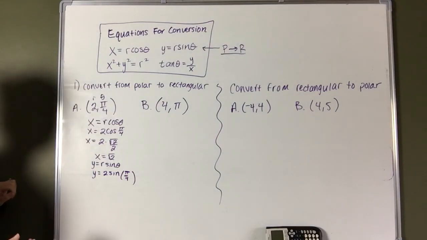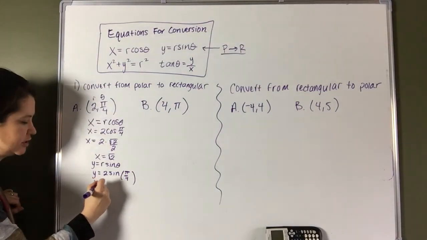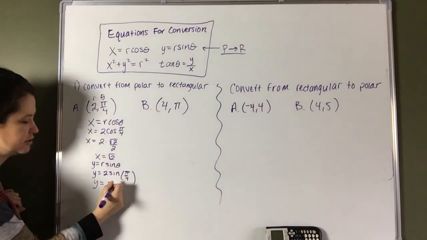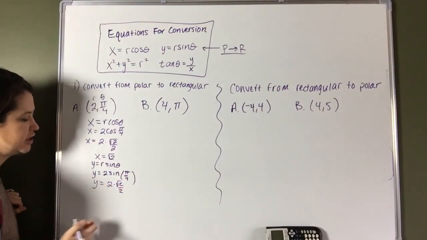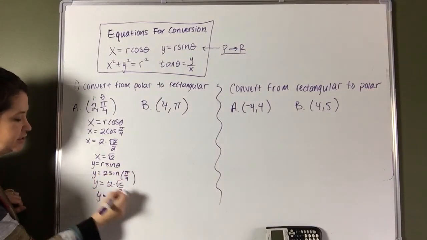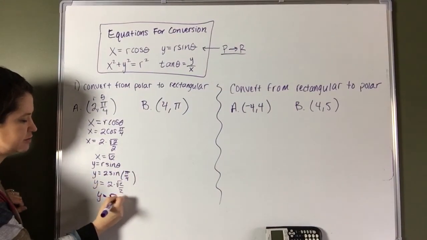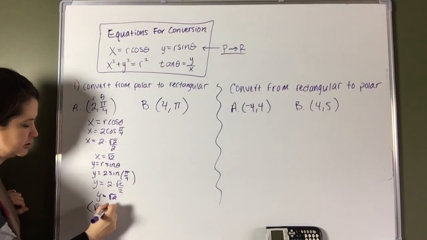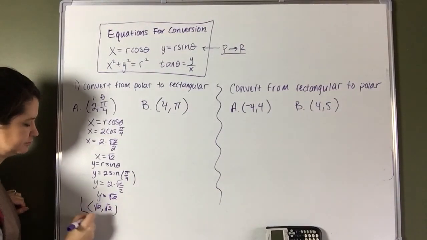Okay, and then we simplify that again. This is a coincidence, but pi over 4 has the same sine value as it does cosine, right? They're both square root 2 over 2. So that usually doesn't happen, but for this angle it does. The 2's can cancel out again, so you get square root 2 again. So we got the same answer for x and y. Square root 2, square root 2 is our answer.